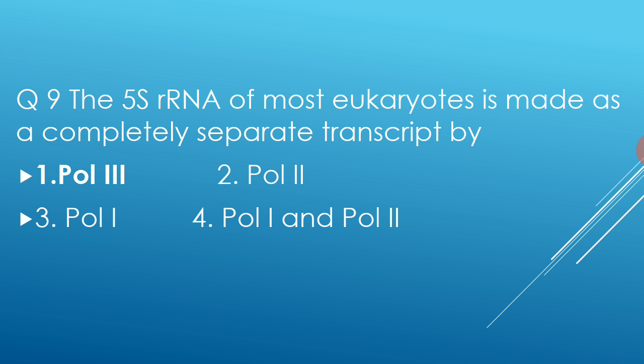Question number 9. The 5S ribosomal RNA of most eukaryotes is made as a completely separate transcript by Pol III, Pol II, Pol I, or Pol I and III. The answer is the first one, polymerase III.